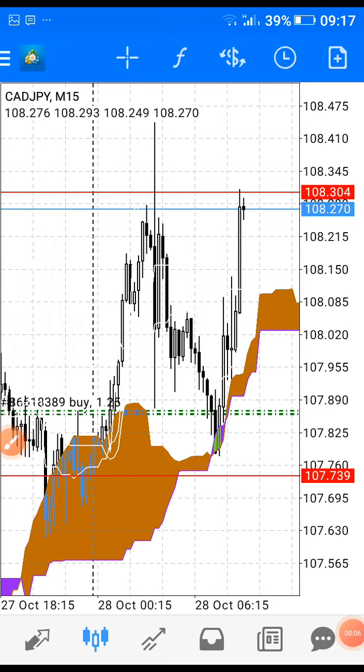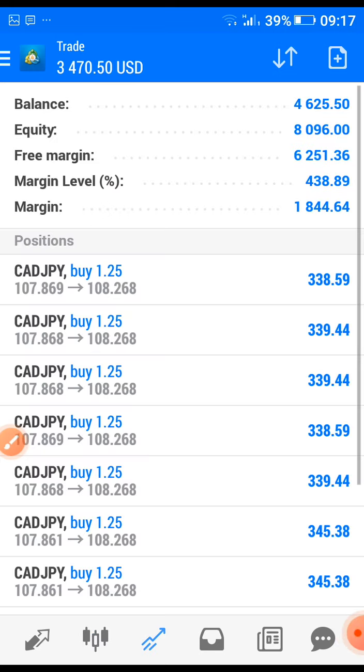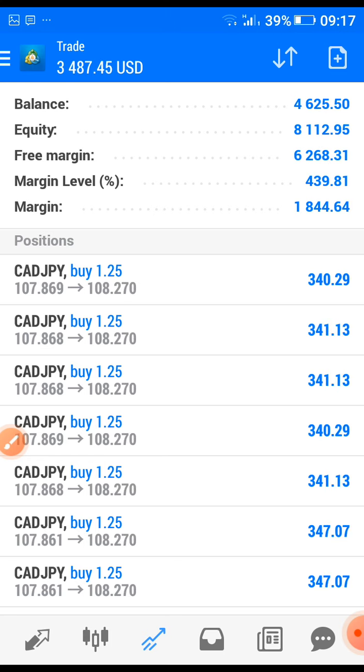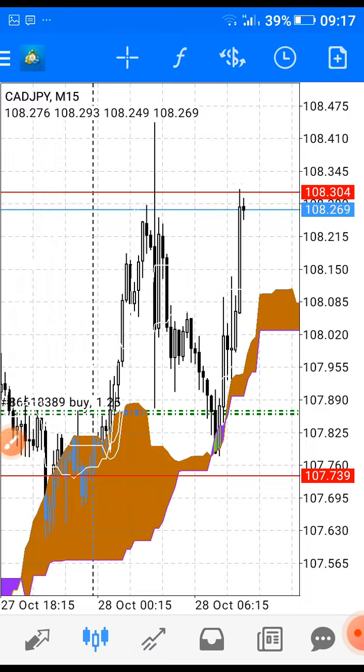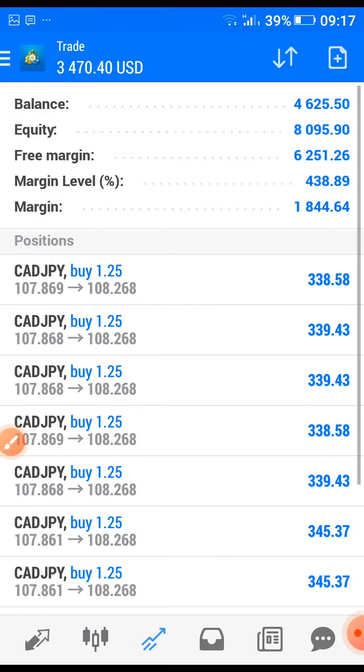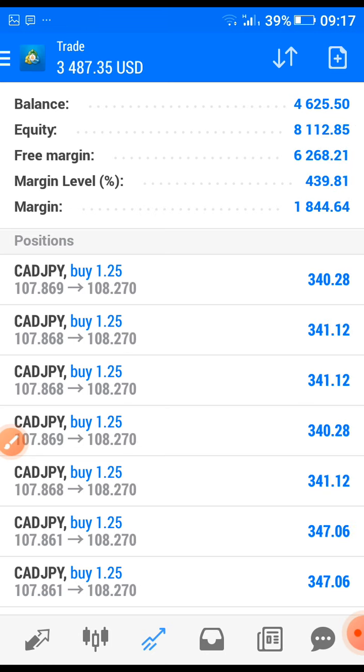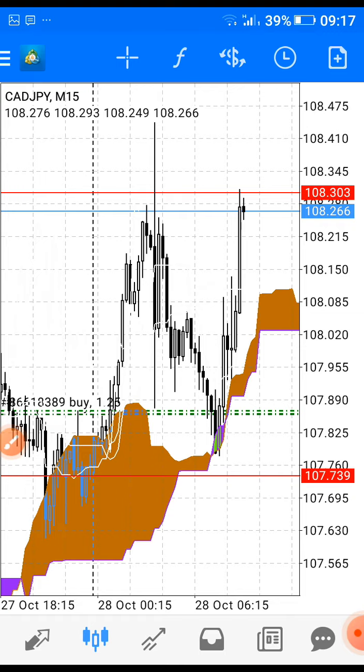And in today's video, I'm gonna be showing you guys my best Ichimoku trading strategy that works. I use it to enter a trade, and on my chart right now, you can see it running a profit of over 3,000 US dollars. It's running 3,470 US dollars right now.